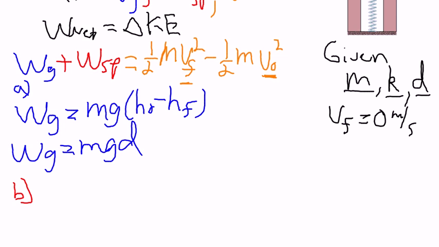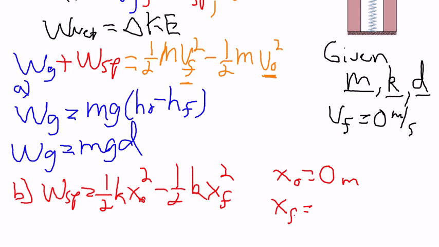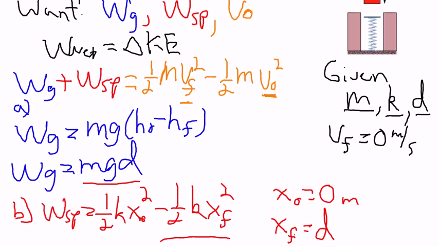Part B, on the other hand, is the work done by the spring, which we learned in class is equal to 1/2 k x initial squared minus 1/2 k x final squared. And so this is where it gets a little bit tricky, because your initial displacement is 0. It's not distorted at all. The final displacement, that is your variable d that we're given. So as you can see, we have a negative work for our spring and a positive work done by gravity.